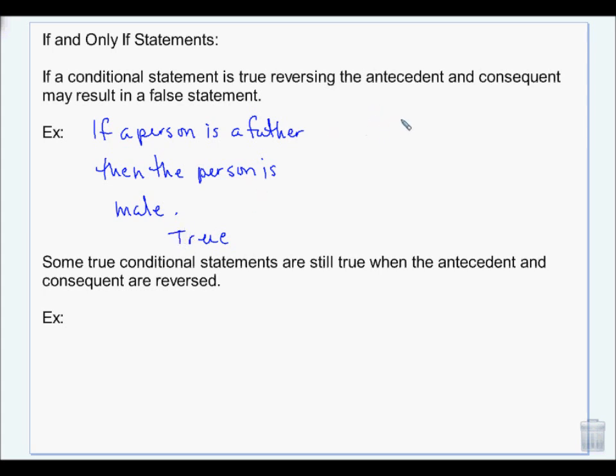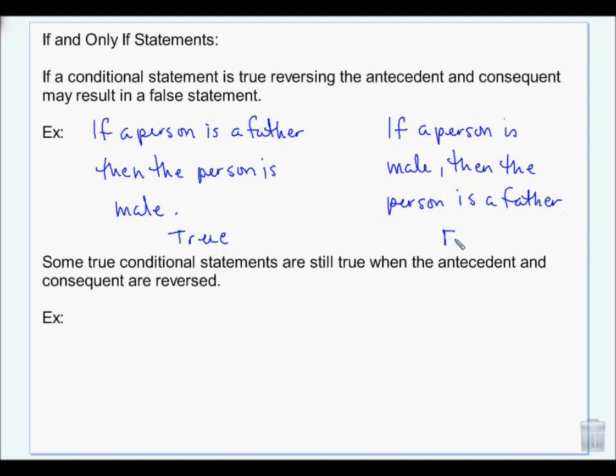If I reverse it though, if a person is male, then the person is a father. This is not true, right? Because just because somebody's male does not make them a father. They have to have fathered a child before they're a father. Being male does not make you a dad. Okay.